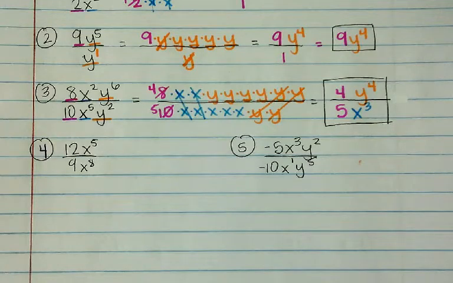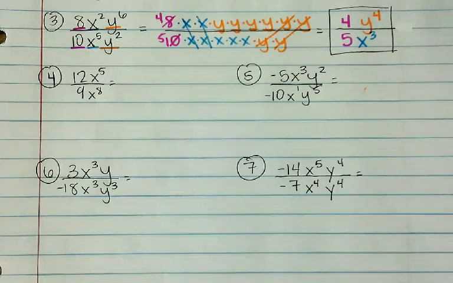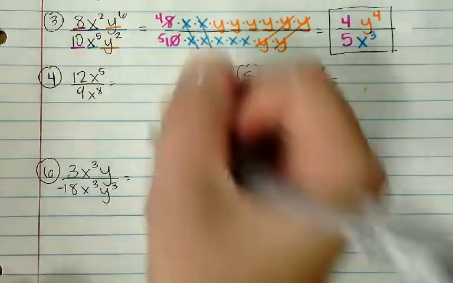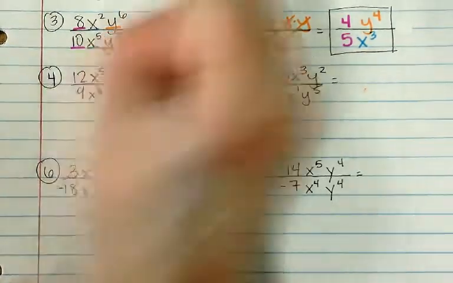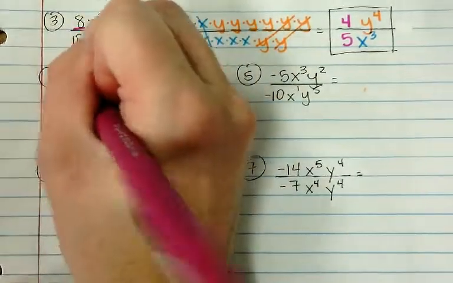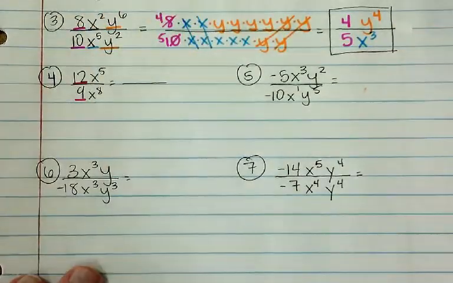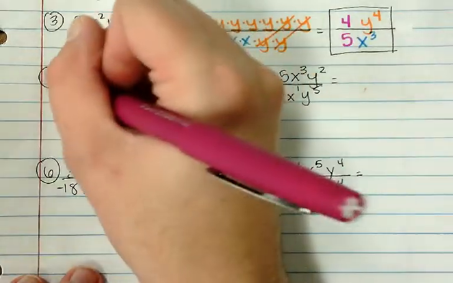All right, guys, so let's do numbers 4 and 5 together. I know you guys have already worked on these a little bit. The first thing we want to do is simplify our coefficients. So how can we simplify the 12 and the 9? What is that going to reduce down to? 4 and 3, yeah. So this is going to be 4 over 3. Are you guys comfortable with that?